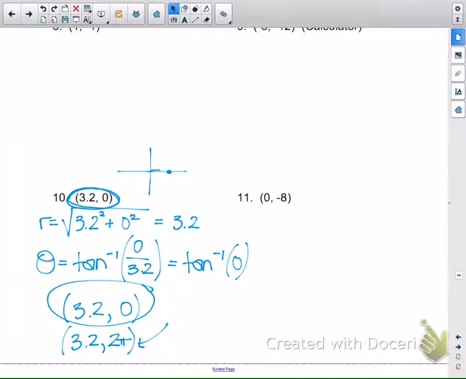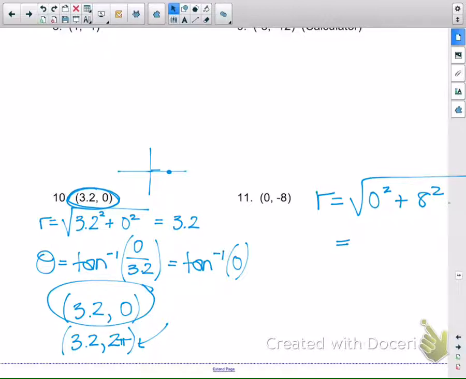Yes, because in x, y coordinates, for us to go left, you'd have to go negative. Okay, same thing for number 11, the last point conversion that we're going to do. Then we're going to do a little bit of equation conversion. So in this case, to get my r value, I'm going to do the square root of 0 squared plus negative 8 squared, or just 8 squared.